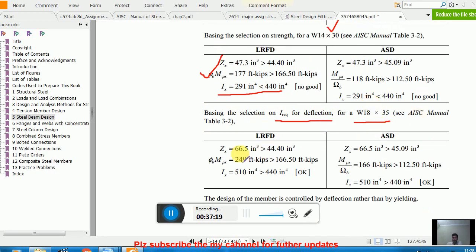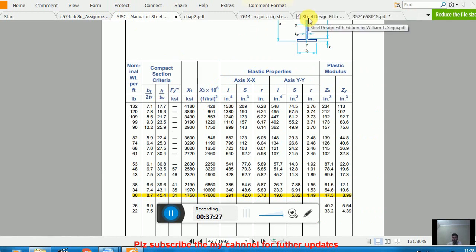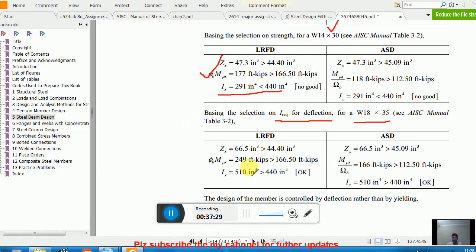Once they select the section, they find out the ZX of this section from the same table which I have, this one, and then they insert the value. You see here the difference. Look, here the ZX is 66, which is more than the required value of ZX. The capacity is more, and that's my key purpose: if you select your section on the basis of your IX, or from your deflection criteria, then it will definitely work for your moment capacity.